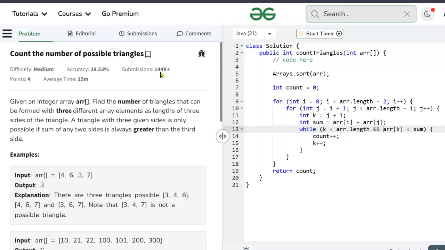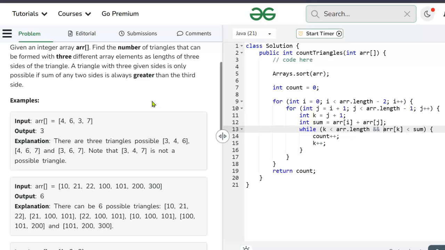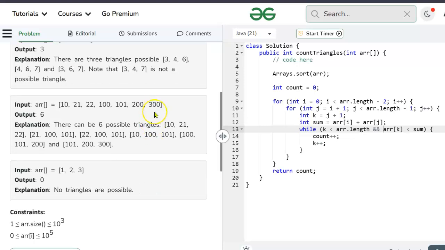Given an integer array, find the number of triangles that can be formed with three different array elements as lengths of three sides of the triangle. A triangle with three given sides is only possible if the sum of any two sides is always greater than the third side. Add any two sides, it's got to be greater than the third side. Okay, that makes sense.